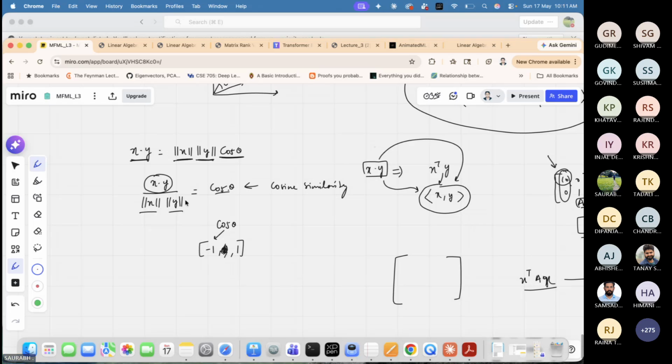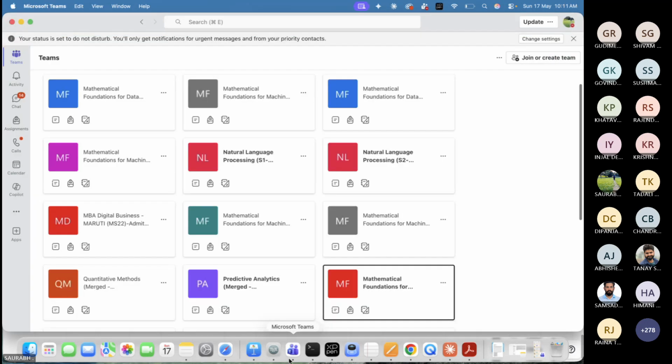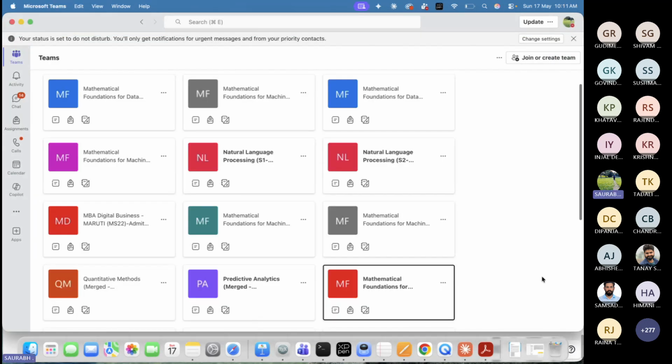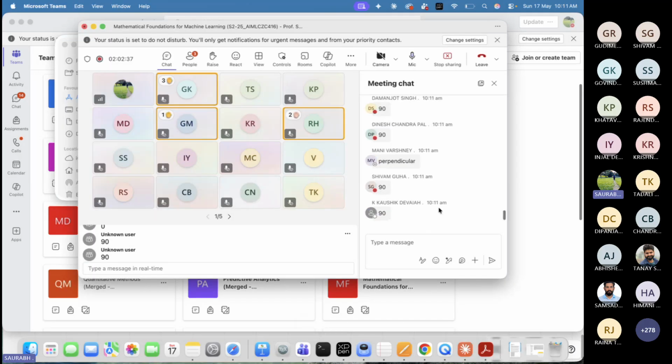So if the dot product between them, for example x dot y, the numerator, is 0, no matter whatever their lengths are, meaning that cos theta would be basically 0, right? And cos theta is 0 only when the angle between them is... when is cos theta 0? Where are you guys? 90 degrees, right? So yeah, exactly.